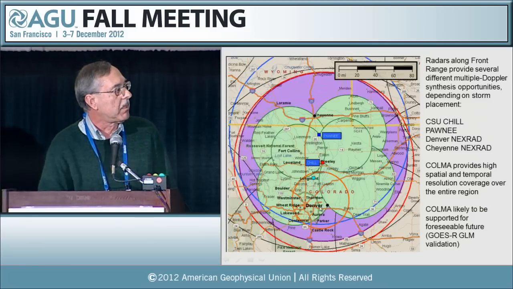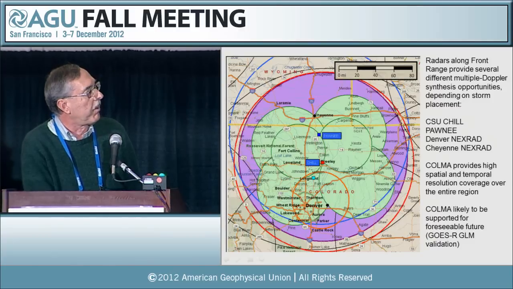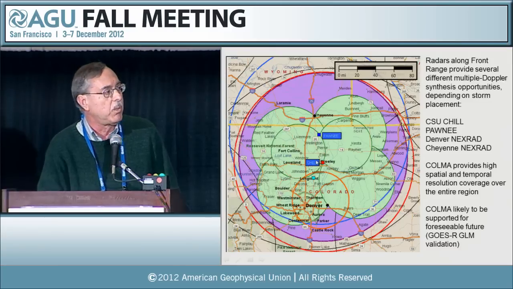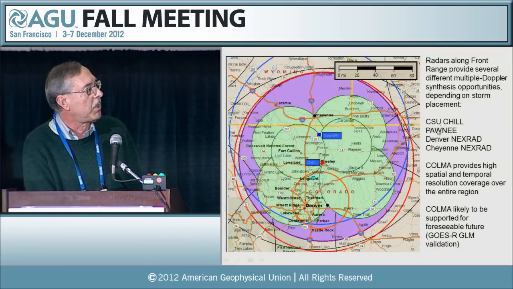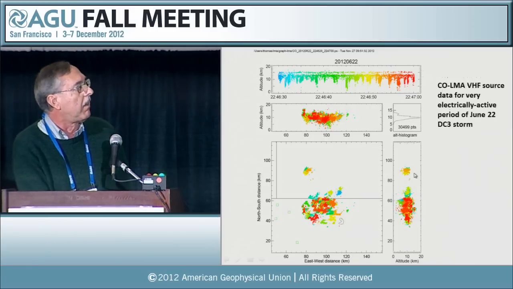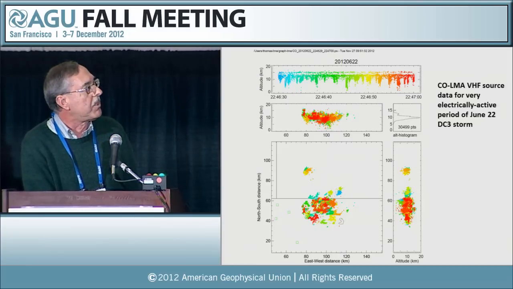This is just a picture showing the LMA coverage, which is this purple circle. And then within that are the various dual Doppler combinations through use of the CHILL and Pawnee radars as well as the Denver and Cheyenne NEXRAD systems.